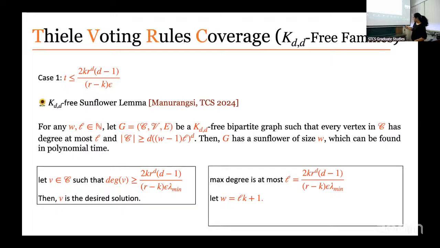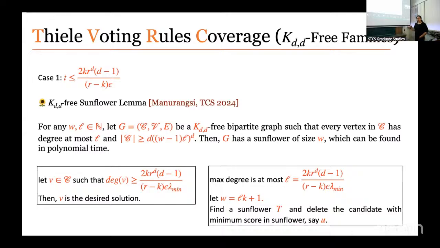Now, if my candidate set is larger than that, then we have a sunflower of size LK plus 1. What do we do with this large sunflower? Look at the candidate whose contribution is small and delete it. We just delete the candidate, nothing else. So if the candidate set is large enough, we always have a guarantee to find a sunflower of this size, and then I can always delete this vertex.